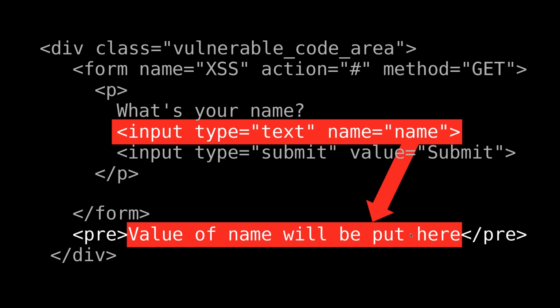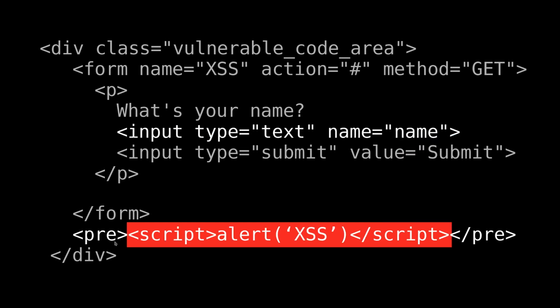What happens if you put some HTML code in there? The way the application does it right now, it will actually put the HTML code verbatim into that same element. So it will actually be pre and then script alert XSS script. To the browser, this is actual valid HTML and it will just execute that JavaScript. Let's see it in action.